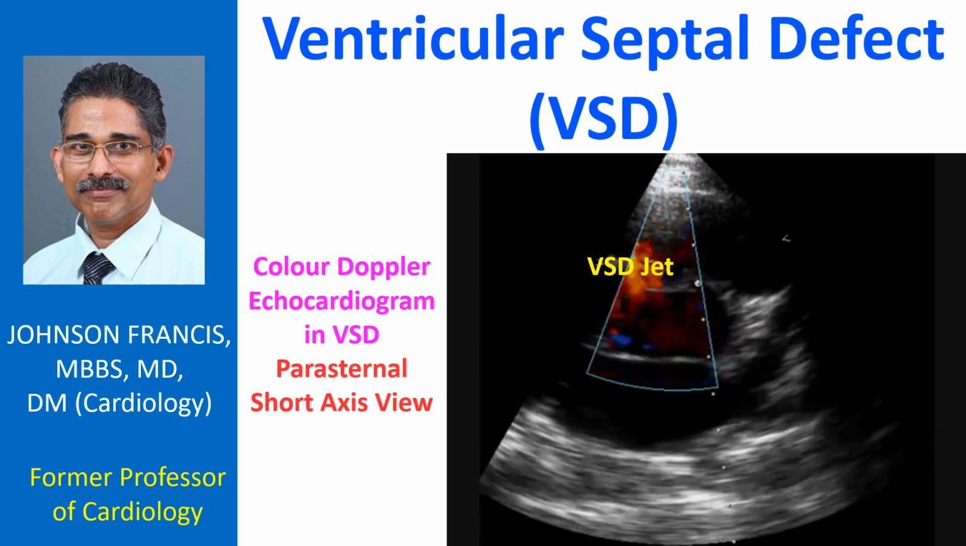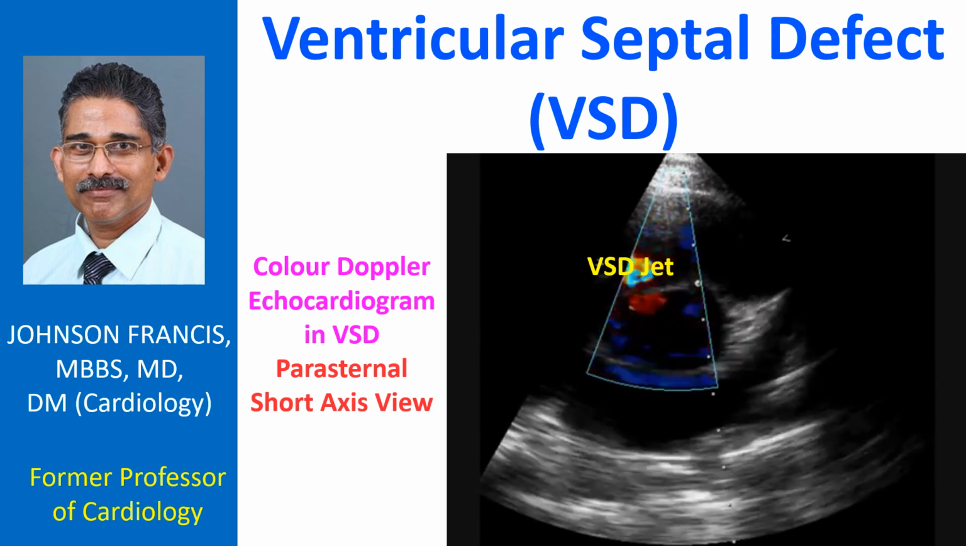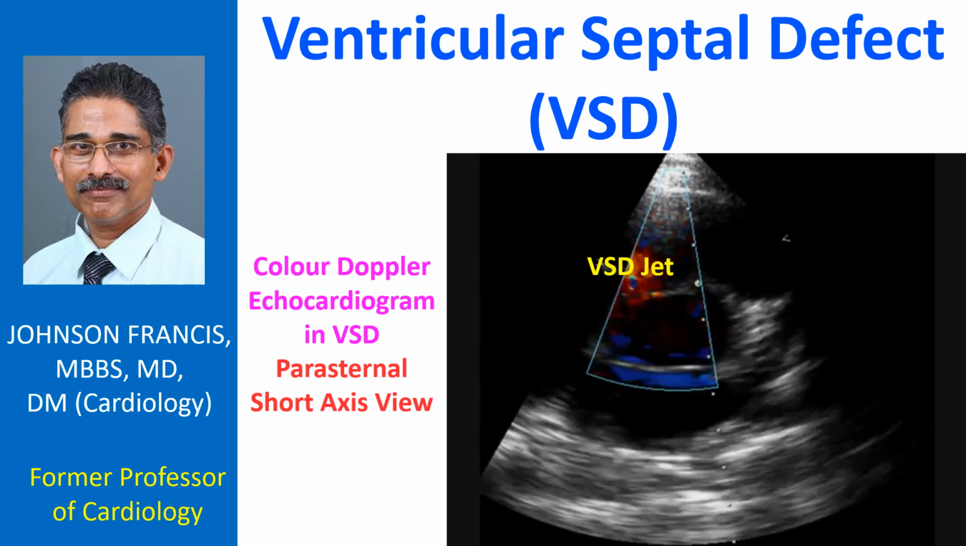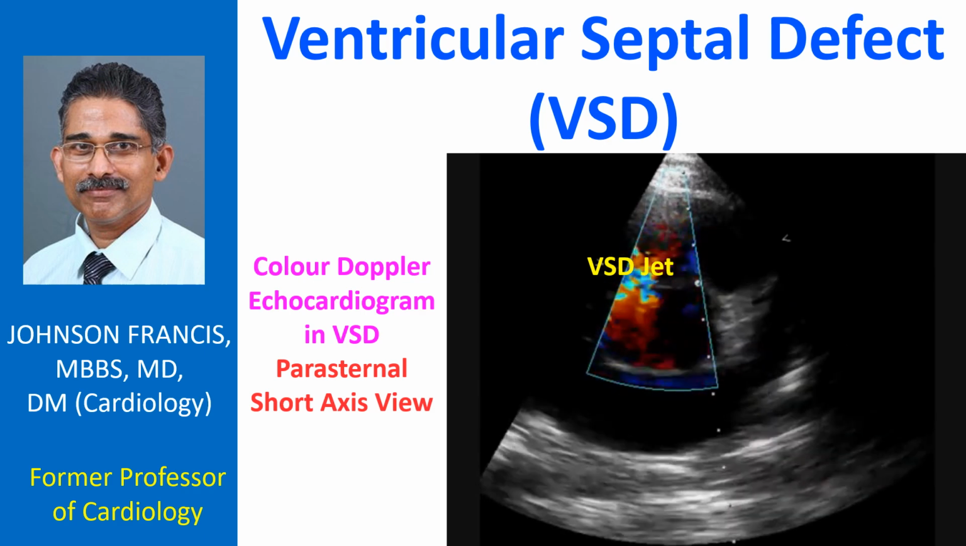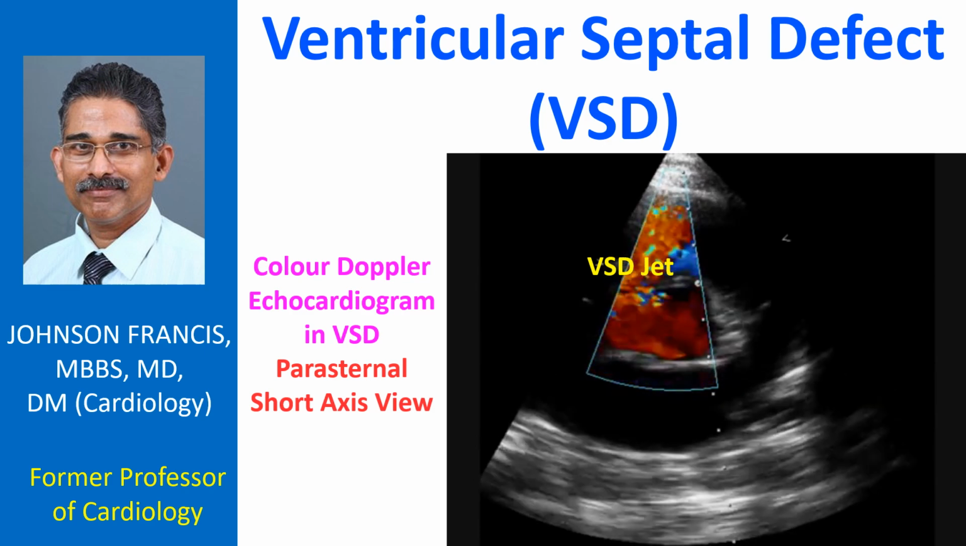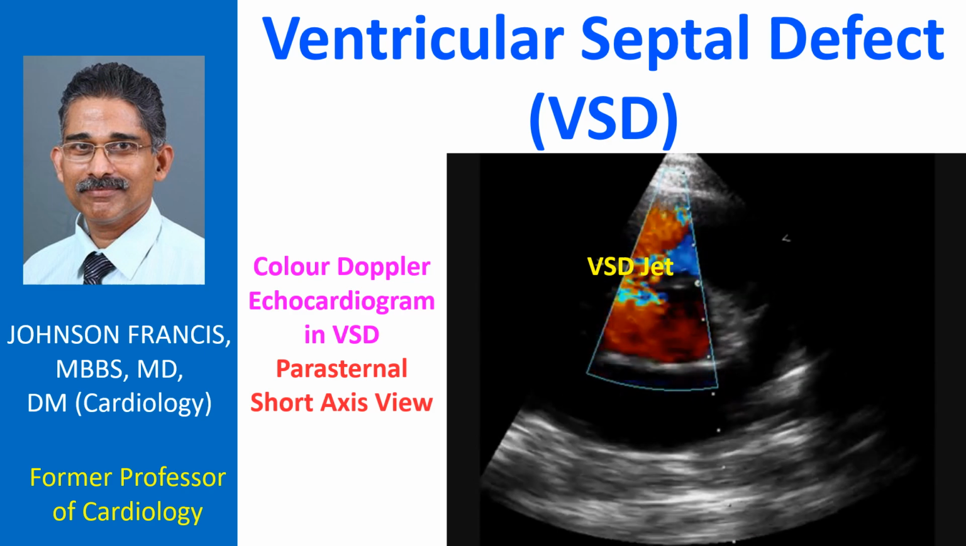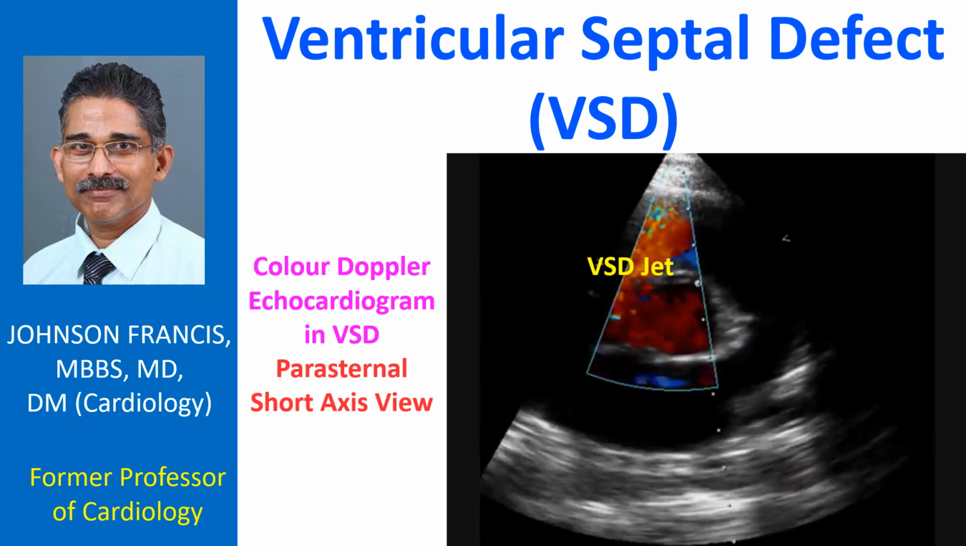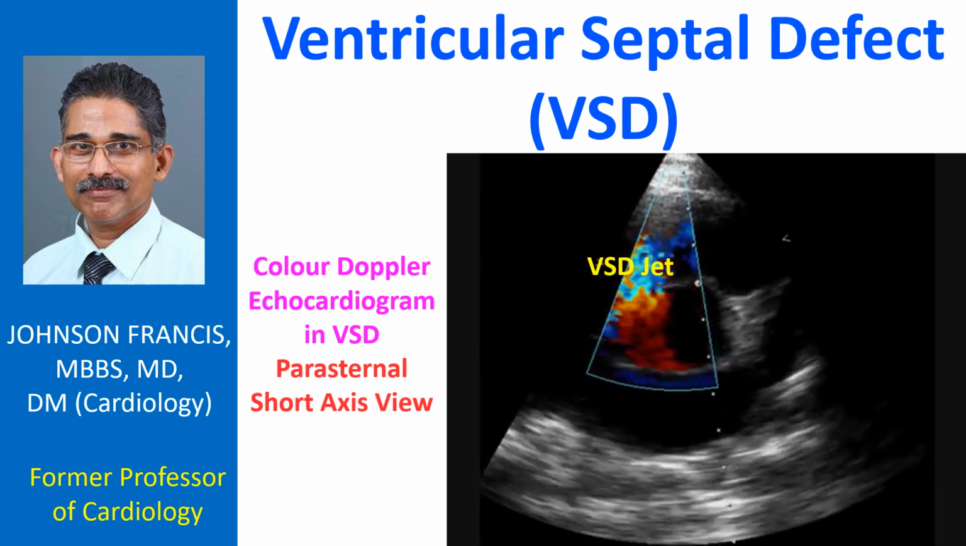Defects can also occur in the muscular portion of the septum. Other sites are inlet VSD, near the inflow portion of the ventricles near the mitral and tricuspid valves, and outlet VSD, near the outflow region below the semilunar valves. VSDs are also divided into supracristal and infracristal in relation to the crista supraventricularis, a muscular ridge in the outflow region of the right ventricle.